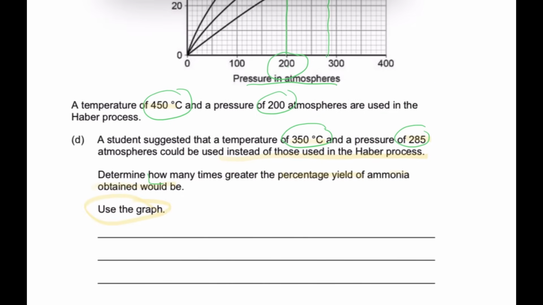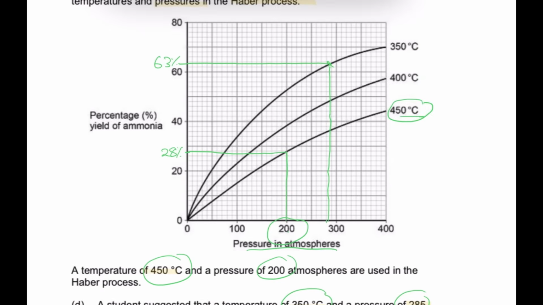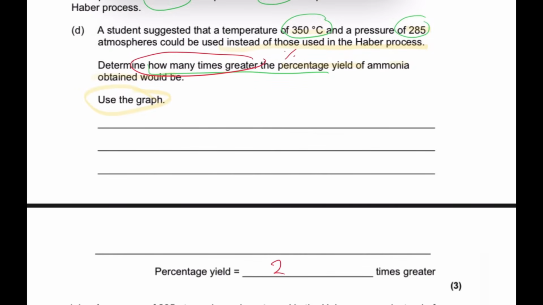They are asking how many times greater the percentage yield is. Because they're asking how many times greater, we know that this is a division type of calculation. So all we have to do is 63 divided by 28, and once you get your answer, you would get that it is 2.25 times greater.